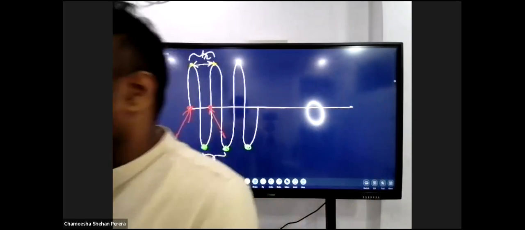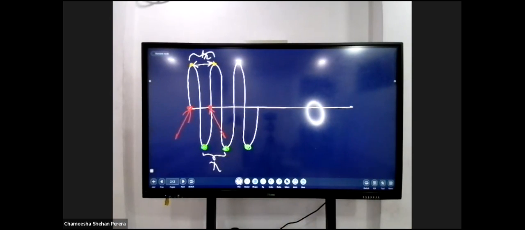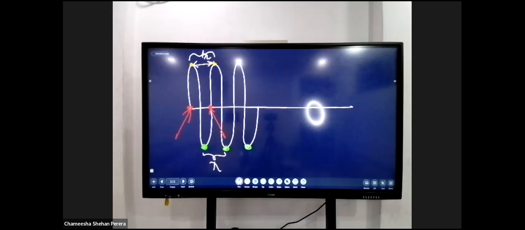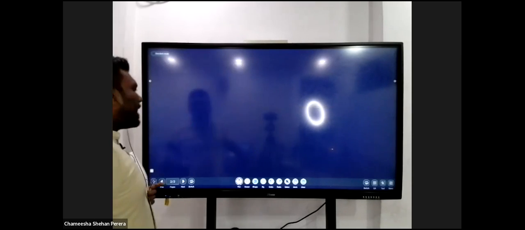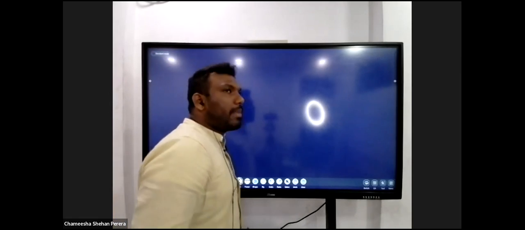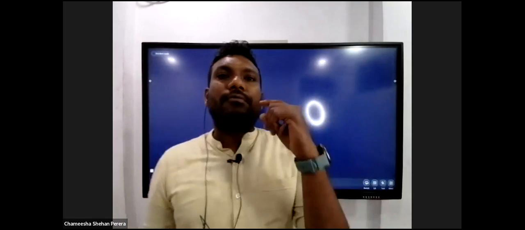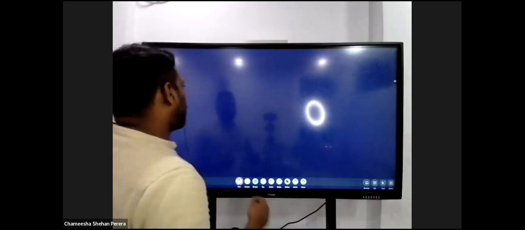Okay, so that's what wavelength is. Then we are going to talk about the time taken by a particle to complete one oscillation, which is known as period. Keep it in your mind: when I have a definition, I'll give the definition. So period means the time taken by a particle taking part in the wave to complete one oscillation.